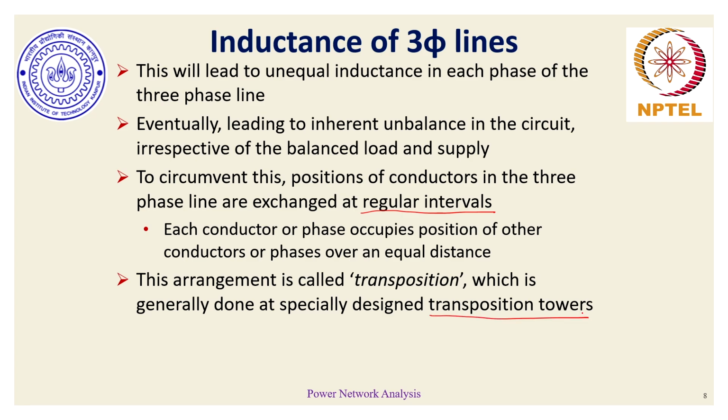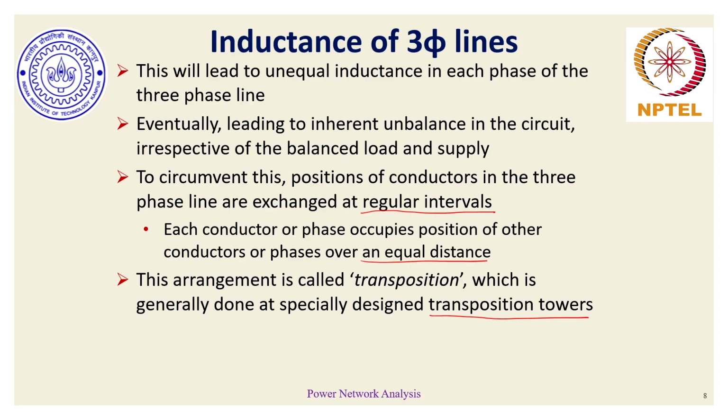These are specially designed towers placed at a few kilometers or miles distance. The frequency of occurrence of transposition towers is not common. The three-phase conductors exchange their position with respect to other conductors over a length of equal distance. So let's say if there is a line of 800 kilometers, essentially the conductors would change their position at every 160, 170 odd kilometers, so that in the entire 800 kilometer span, every conductor of a particular phase occupies the place which other conductors would have taken up.